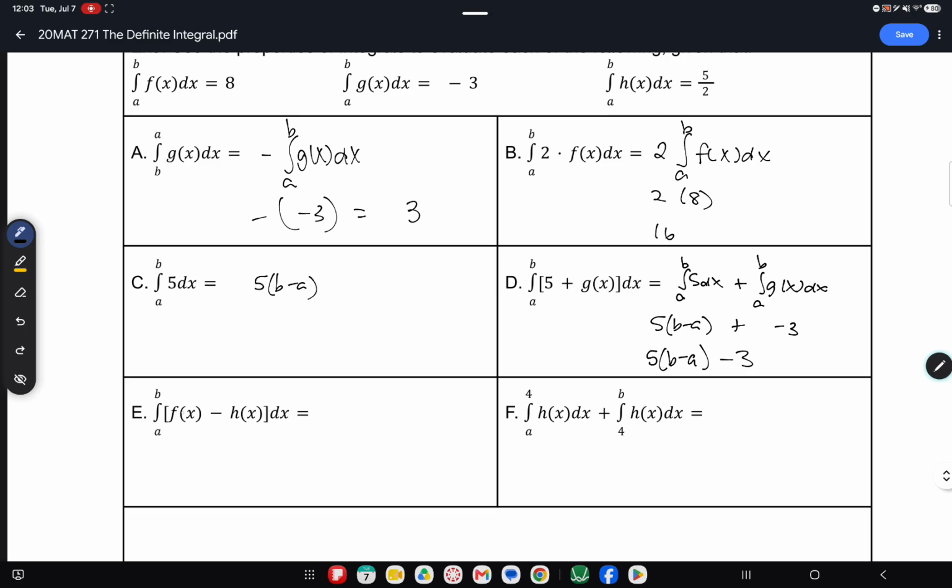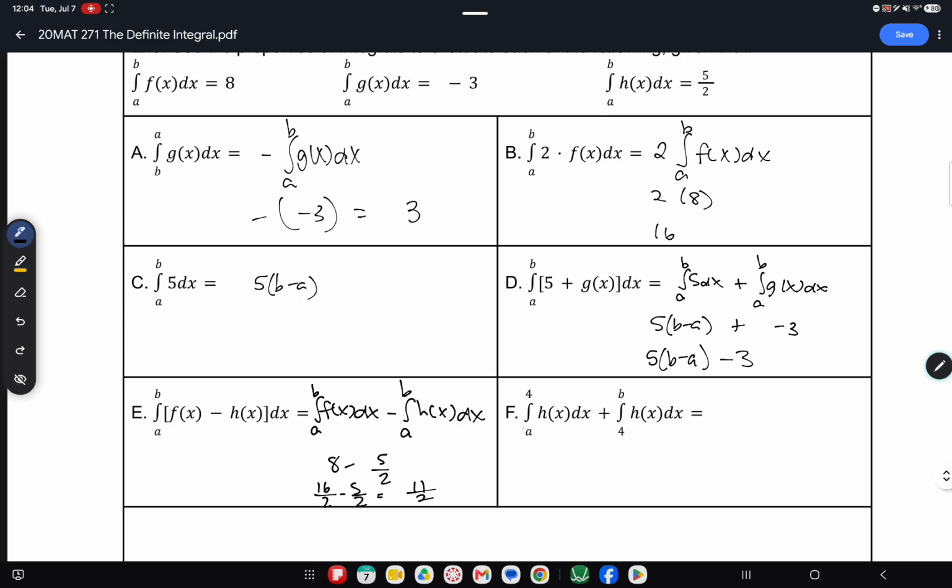All right, we have a difference here, f of x minus h of x. So I can split that and say the integral from a to b of f of x minus the integral from a to b of h of x. F is 8 and h is 5/2. So let's see if I combine these. We get 16/2 minus 5/2, which will give me 11/2.